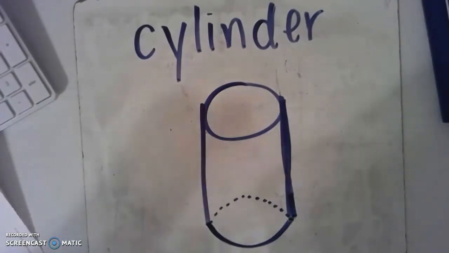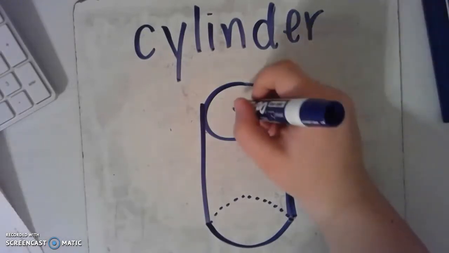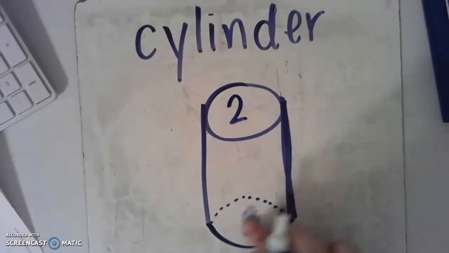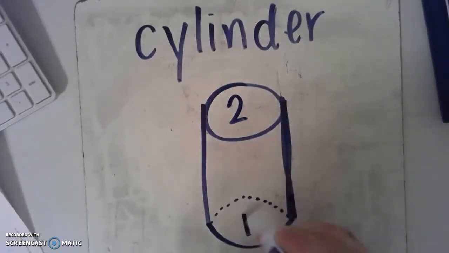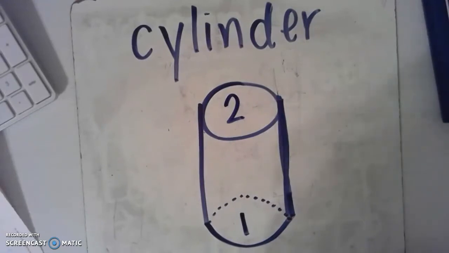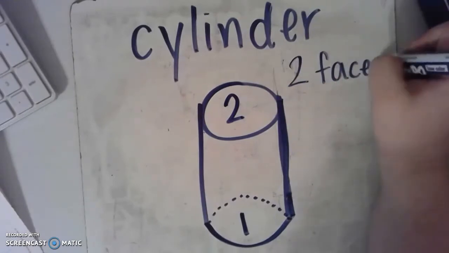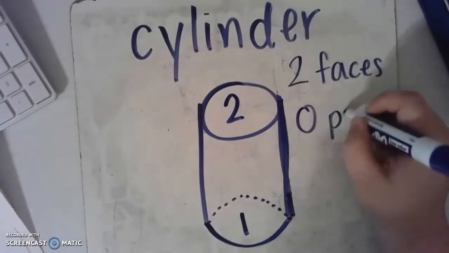Now our cylinder is a little bit different because instead of having only one face, this one has 2. We have one on top and one down here on the bottom. One down here, one up here. And we have 0 points. There's no pointy parts at all. If you go look at your can, there's going to be no pointy parts at all on your can. So we have 2 faces and 0 points.